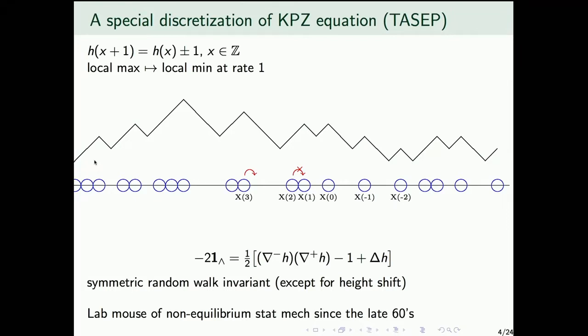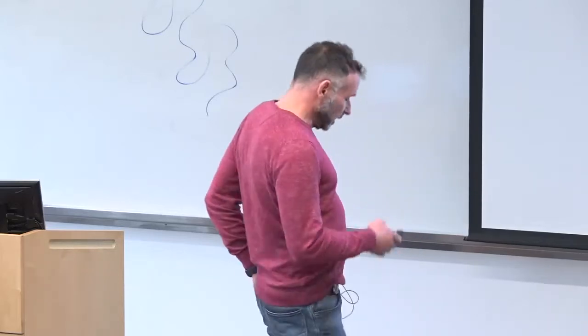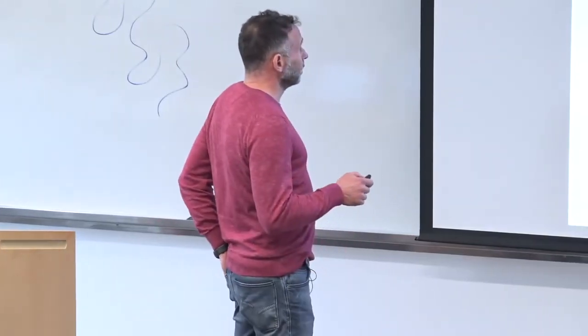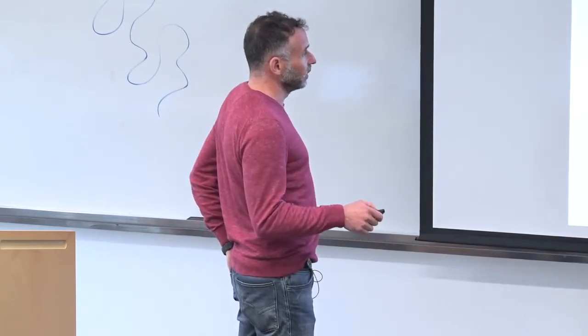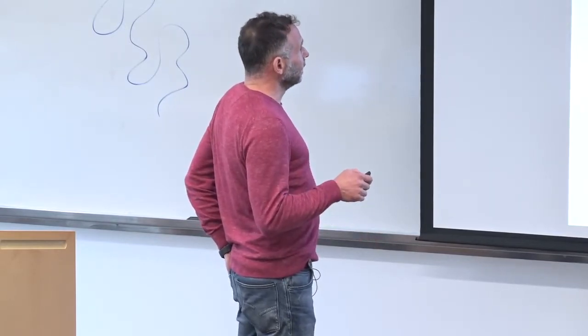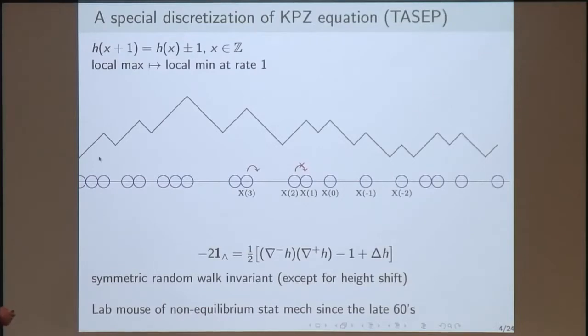This is TASEP, and TASEP is this funny discretization of KPZ. In TASEP, the height function is replaced by a lattice down here, and don't worry about these guys yet. It just goes up or down one at each step. So the height function is a simple random walk path, okay?